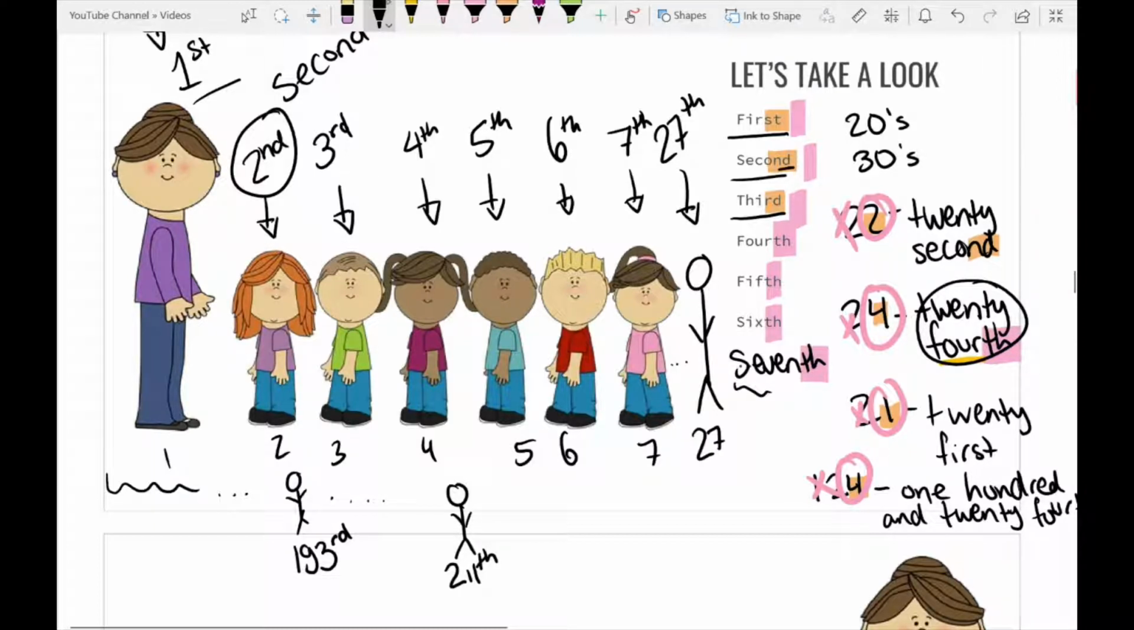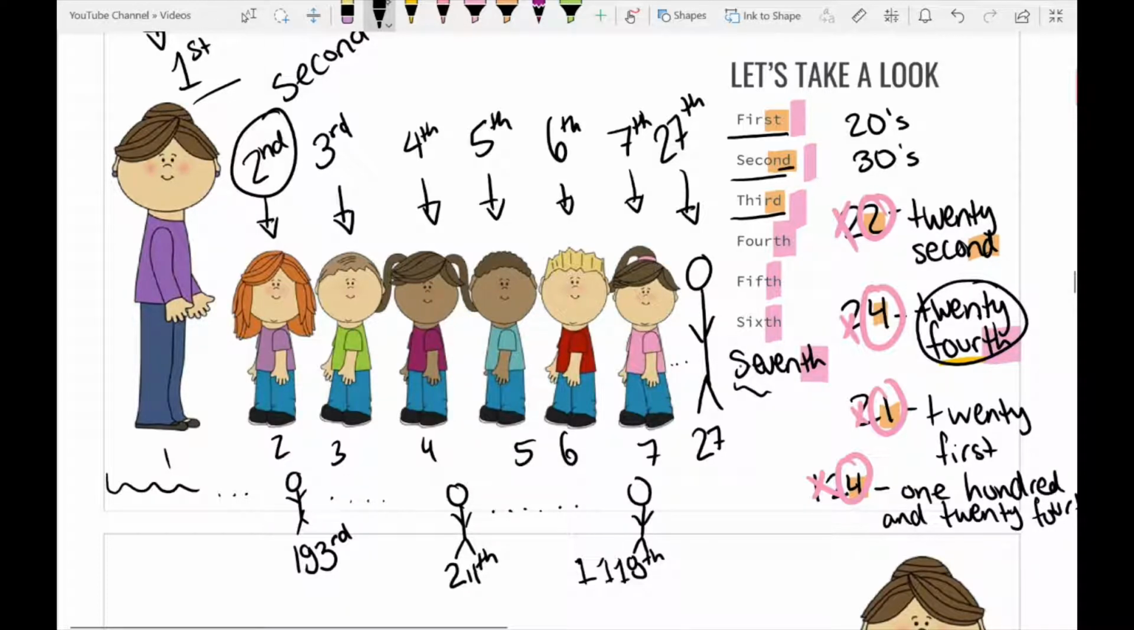Let's do one more. Imagine this lineup goes really, really long. It's around a city block, around a whole city. It's a very long lineup. And let's do 1,118. So we have 1,118 students all lined up. What would this student be? 1,118th. You getting the hang of this so far?